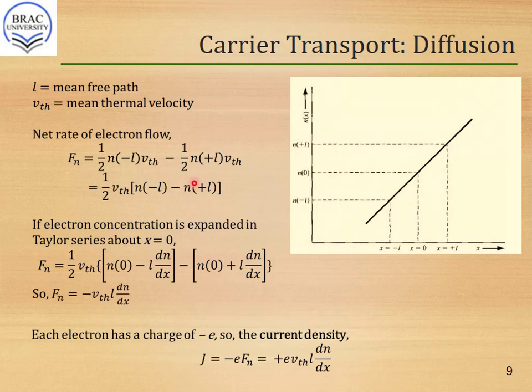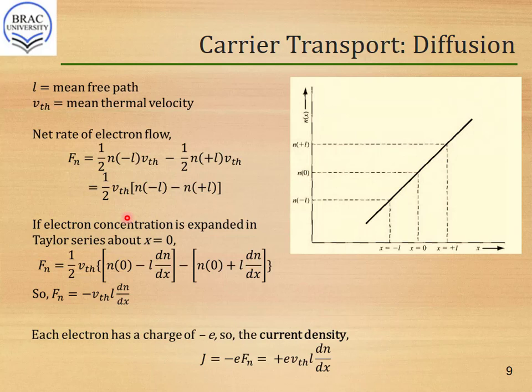VTH is obviously the same because it is the mean velocity. So we will take half VTH as common, and in the brackets we have n of minus L minus n of plus L. Just to remind you, n of minus L is the electron concentration at x equal to minus L position, and n of plus L is the electron concentration at plus L position.